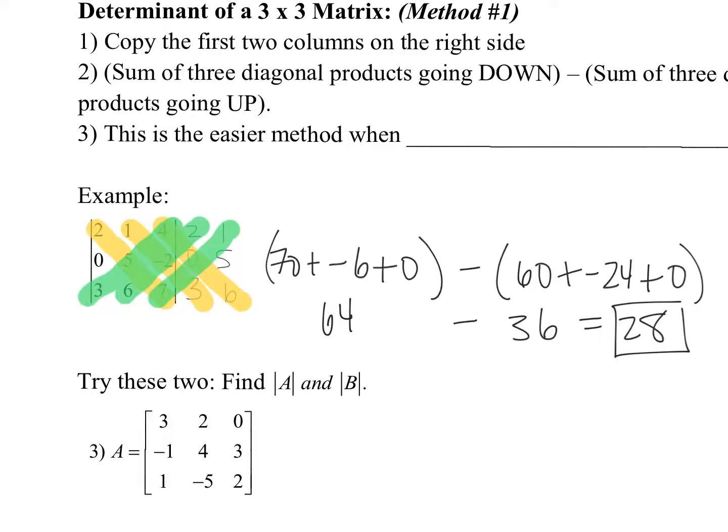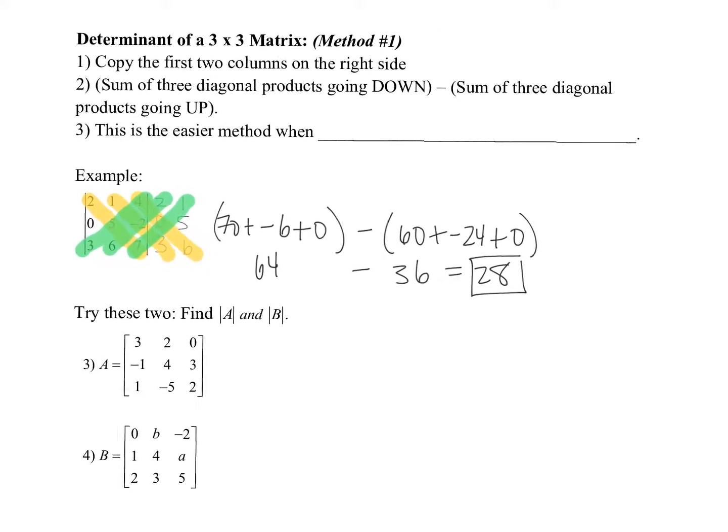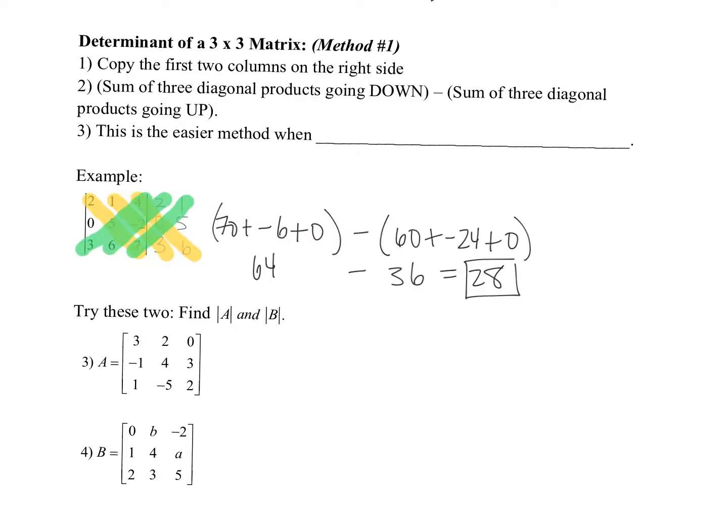So let's see what's coming next. It's a little bit of a tricky process. I forgot to fill in this number 3 up here. This is an easier method when there aren't many zeros in the matrix. In the matrix that we had here, there was only one 0, I believe. Therefore, I would want to do the diagonal method, and then I'm going to show you the second method, which is on the back. So go ahead and try these two matrices.